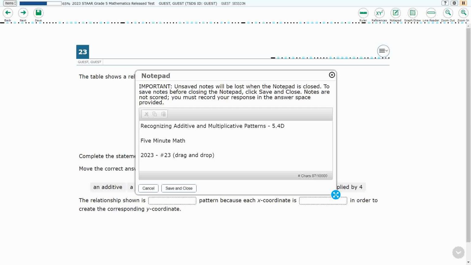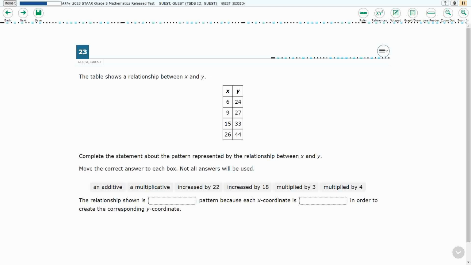Today we are looking at the 5th grade concept of recognizing additive and multiplicative patterns. This is Standard 5.4D in the great state of Texas, and we're using item number 23, which is a new item type called drag and drop of the 2023 released STAAR test. If you haven't done so already, please take a moment to pause the video, work this problem out on your own, unpause it, and we will look at our answers together.